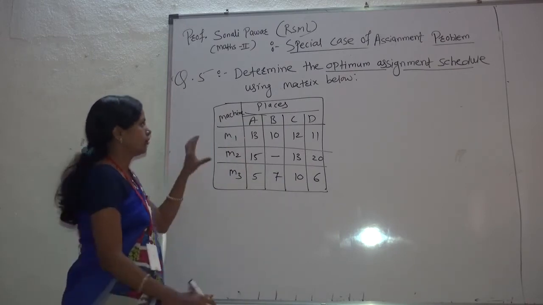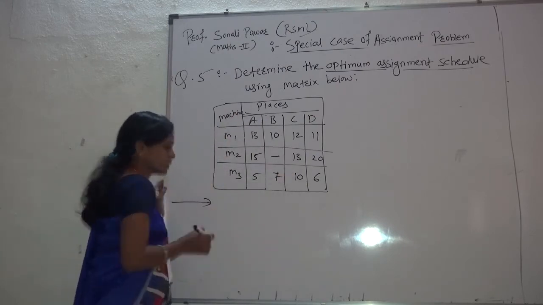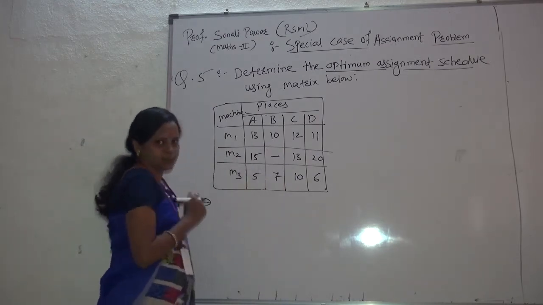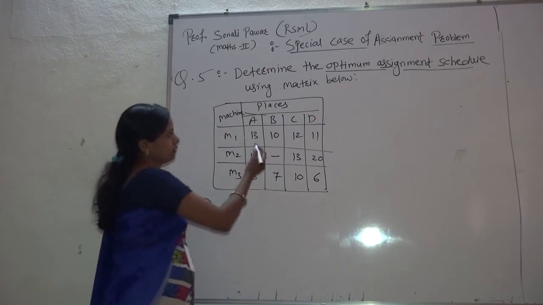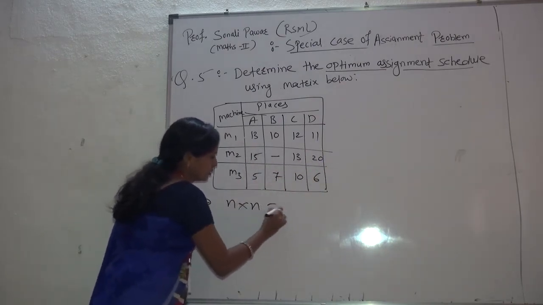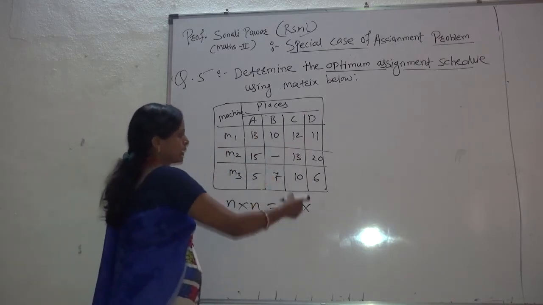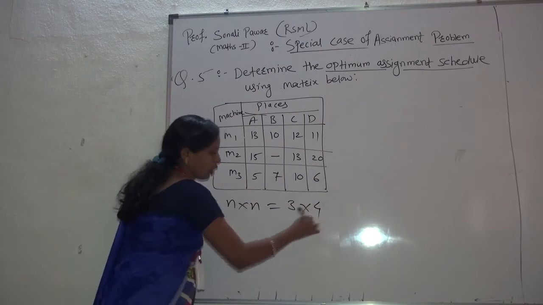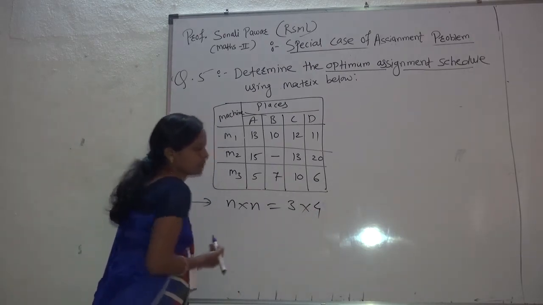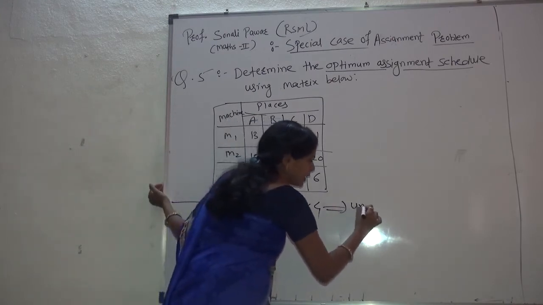So see here the matrix is already given. So what is the first condition? You have to check whether this matrix is balanced. So check first row, second row, third row. There are only 3 rows, and first column, second column, third column, fourth column. How many columns? 4 columns. So the order of this assignment matrix is 3 by 4. So it is unbalanced.